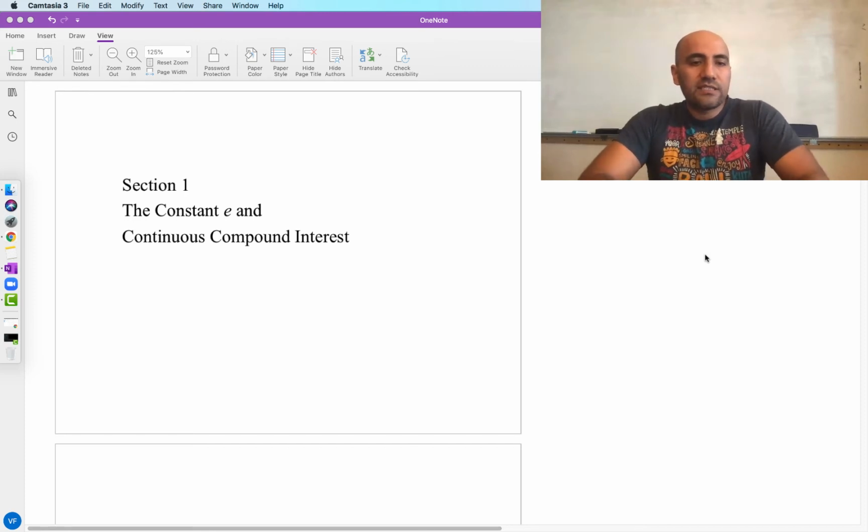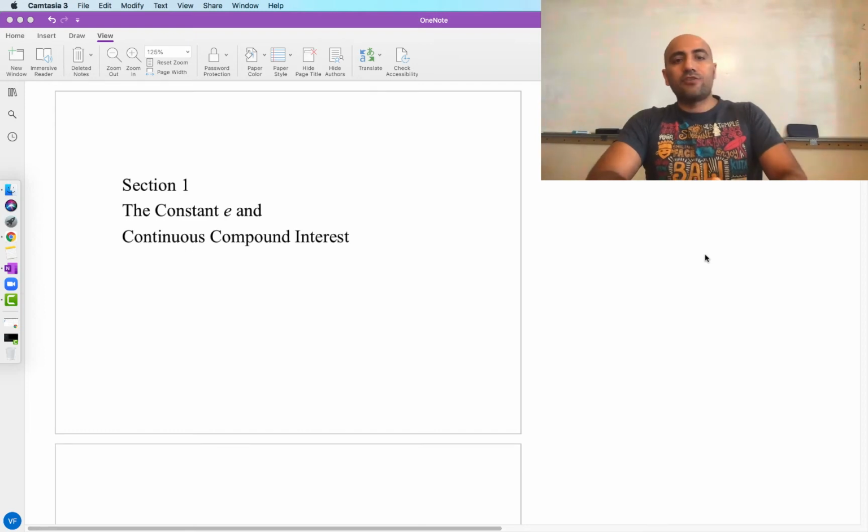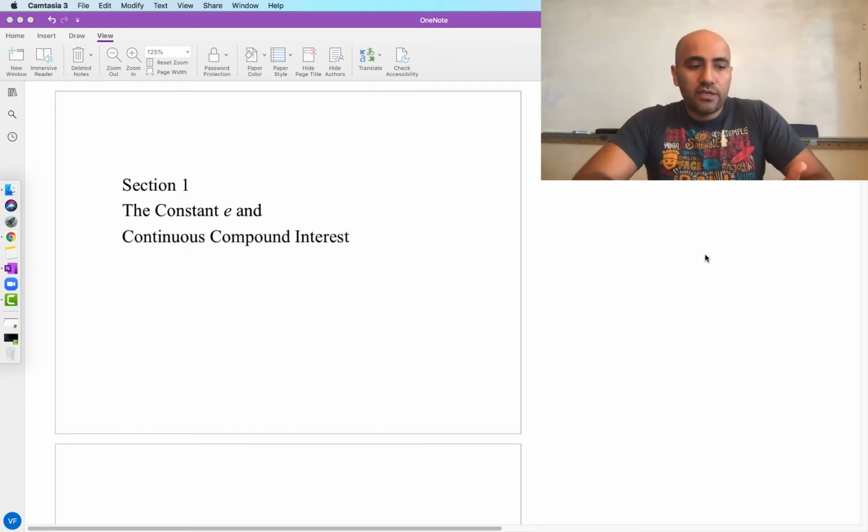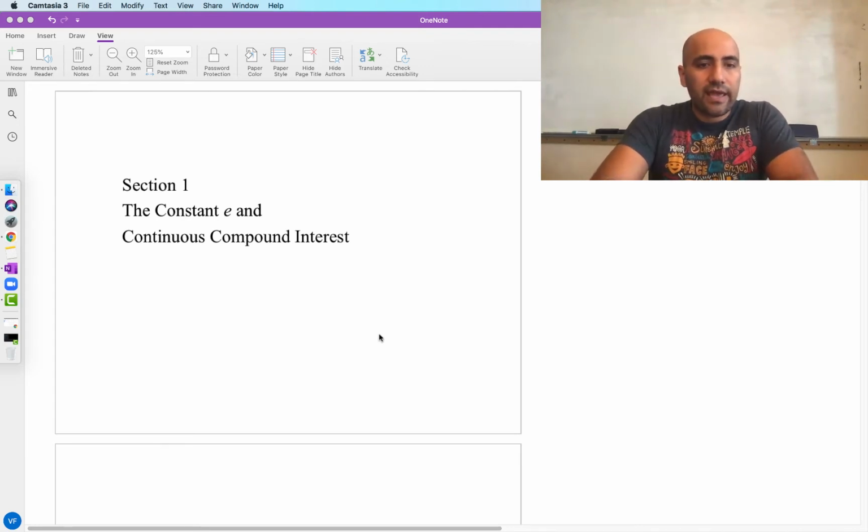Okay, Chapter 3, Section 1, the constant E and continuous compound interest. This section is going to rely on some content that hopefully is familiar to you by now. We have to understand E, and we also have to understand compound interest. Hopefully you're already kind of familiar with those ideas. So let's take a look at E.